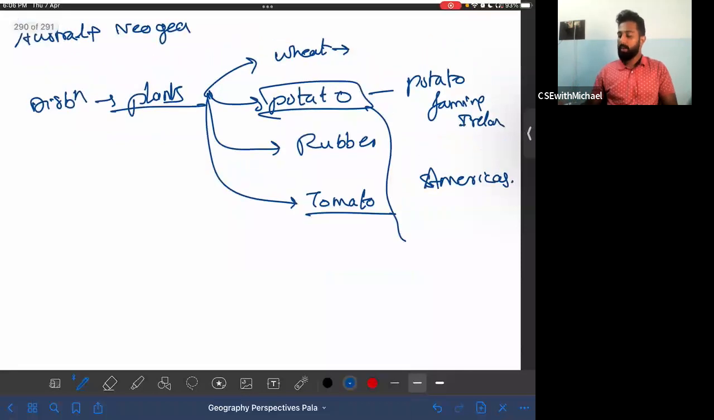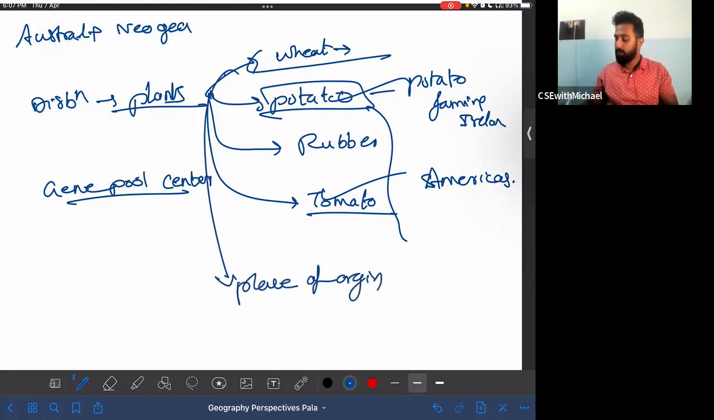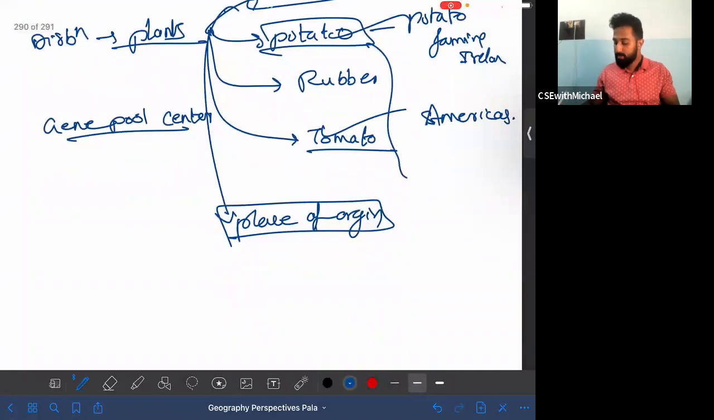Now, some of these crops are very critical for human survival. They are found in different parts of the world. Now, we have an idea called gene pool centers, which is related to this idea. These crops did not develop in the place where we find them today, but they have a place of origin. There's an area where they are found, and there's an area where they have originated. These places of origin are known as their gene pool centers.